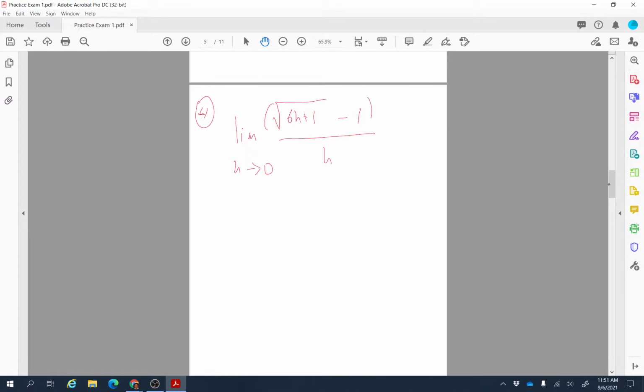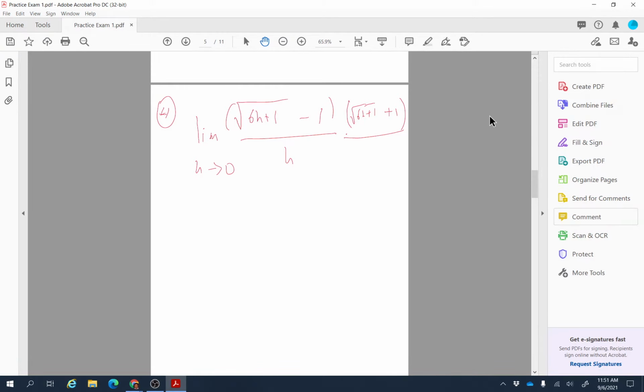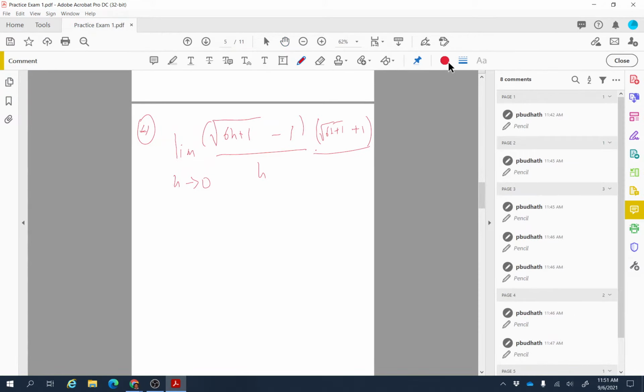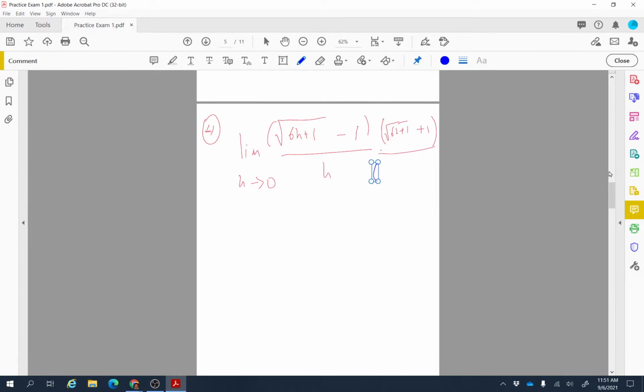So I'm going to just multiply the top one by square root of 6h plus 1 plus 1, because I cannot just multiply the top part by something I like. I need to multiply the bottom one by the same thing. Let's see, I'm going to multiply the bottom part by square root of 6h plus 1 plus 1.